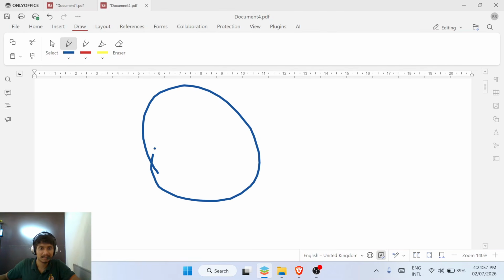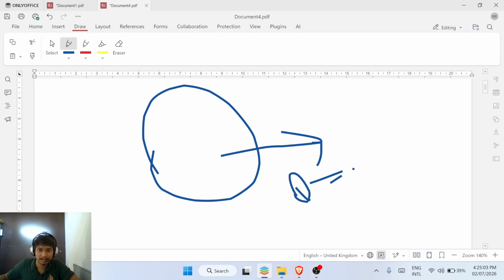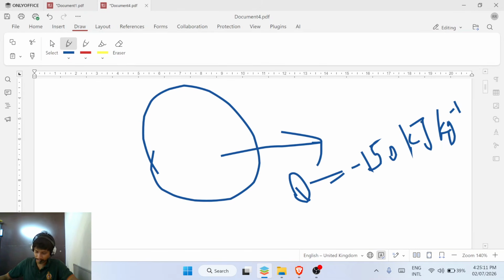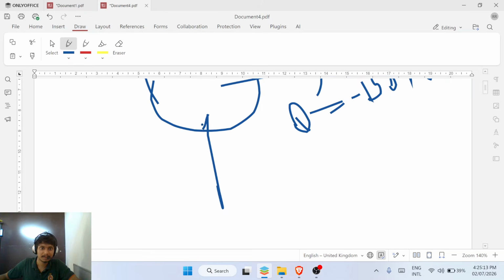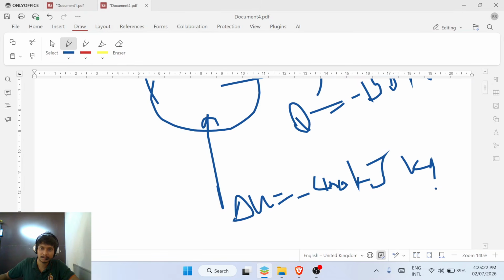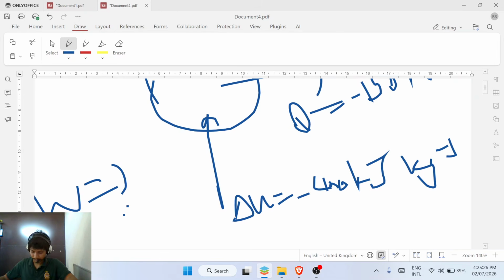Now we draw the diagram. This is the system, the engine. Q is equal to minus 150 kilojoule per kilogram. Delta U is equal to minus 400 kilojoule per kilogram. Now the question is W.